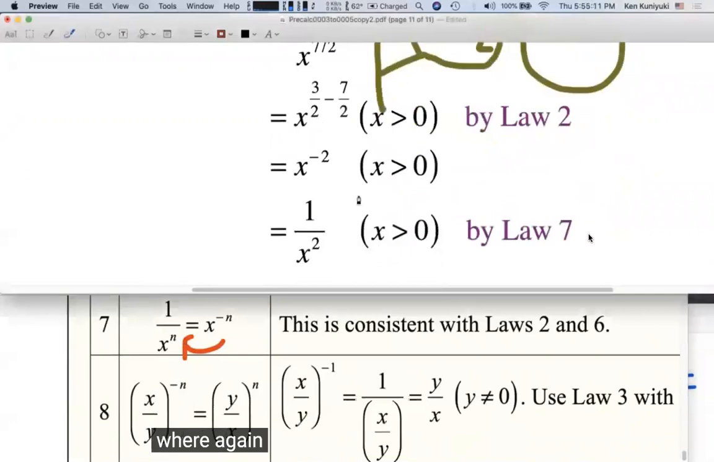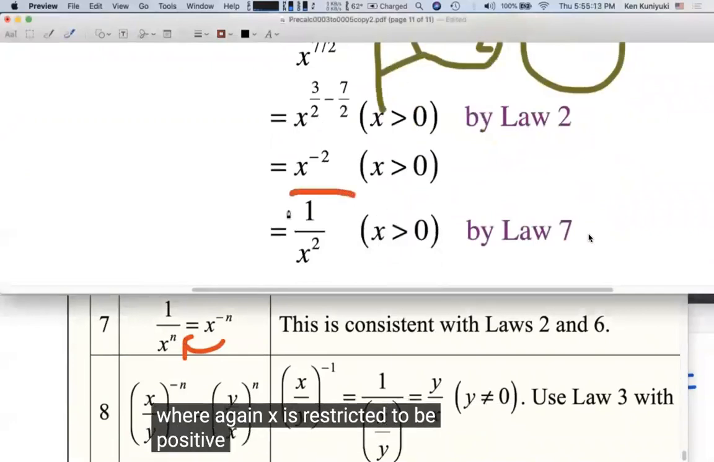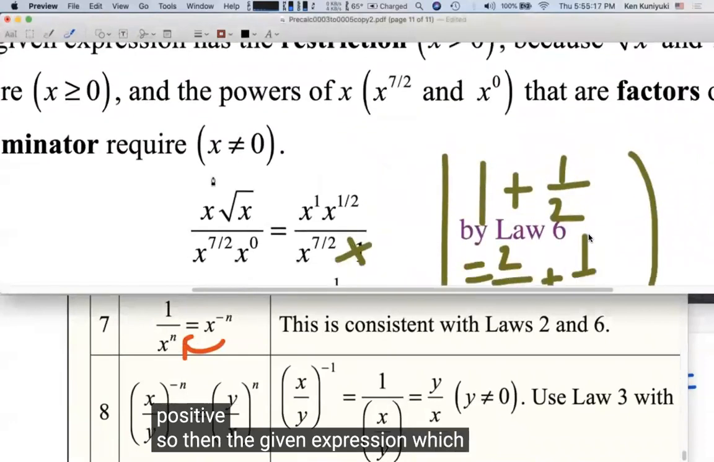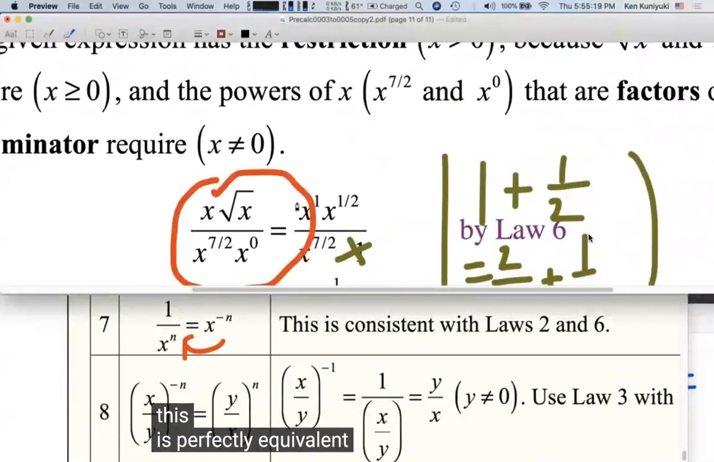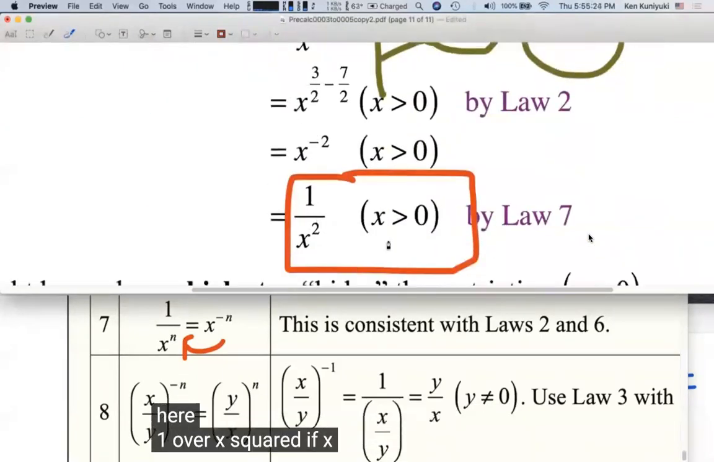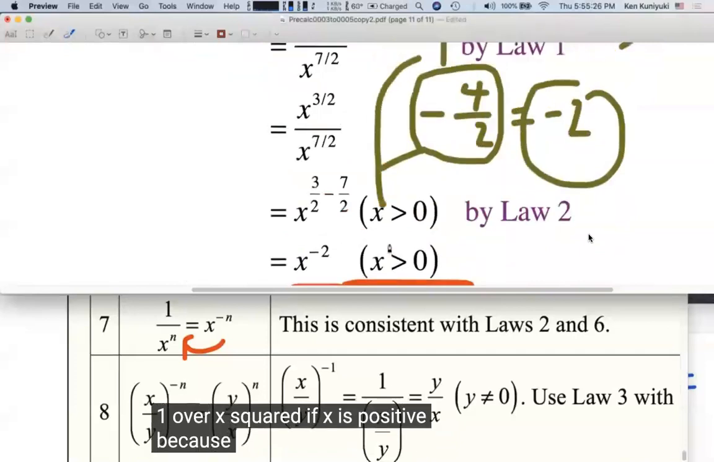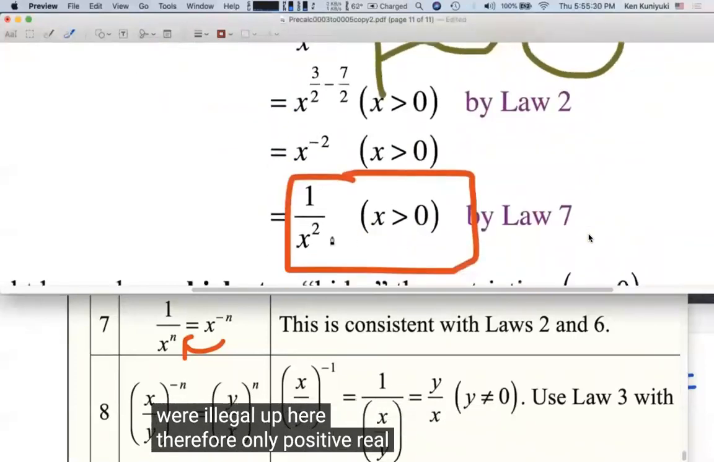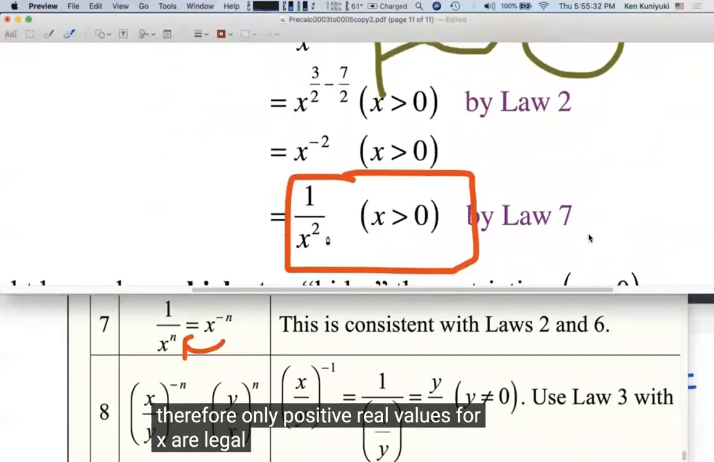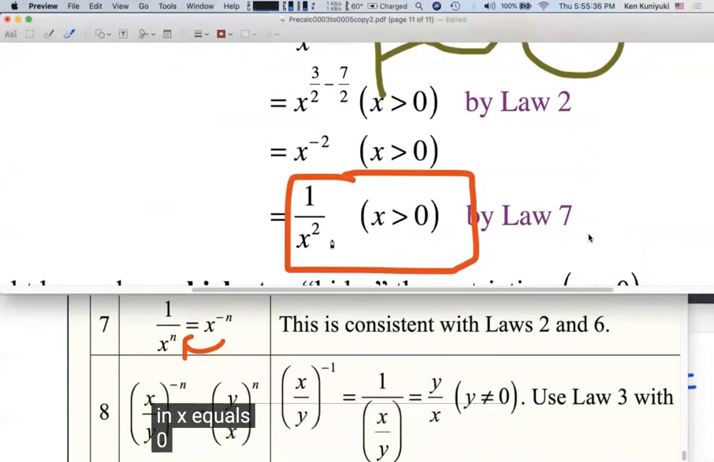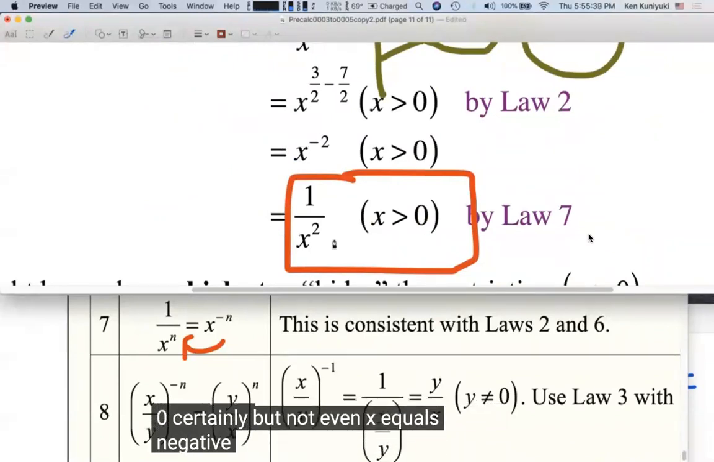Where, again, x is restricted to be positive. So then the given expression, which was this, is perfectly equivalent to this over here, 1 over x squared, if x is positive. Because only positive real values for x were legal up here, therefore only positive real values for x are legal down here. So we're not allowed to plug in x equals 0, certainly, but not even x equals negative 3 or negative 5.